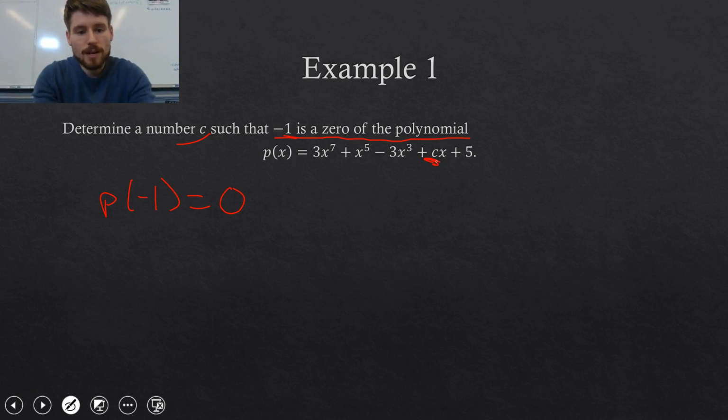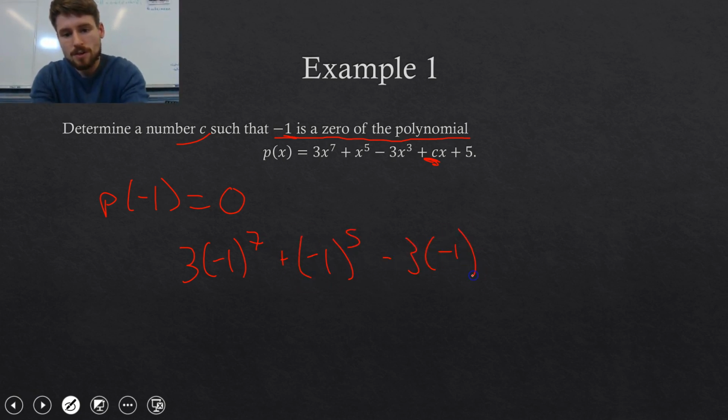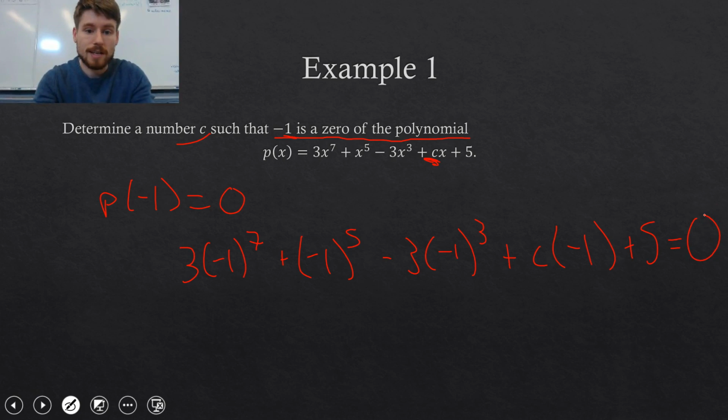So we plug -1 in, and that's going to get us 3 times -1 to the 7th plus -1 to the 5th minus 3 times -1 cubed, and then c plus c times -1 plus 5, and the result has to be 0 because we said that -1 is a 0. We want -1 to be a 0. Okay, so let's go ahead and evaluate all these.